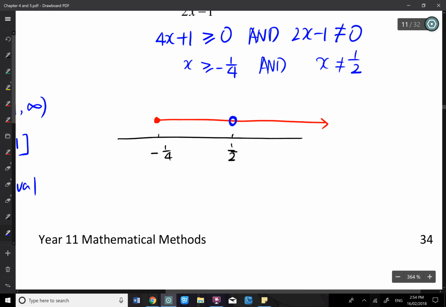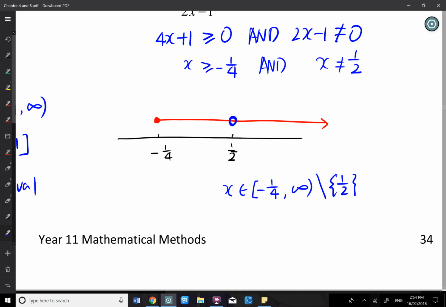So there are two ways to write the values again. My preferred way is from negative a quarter to infinity, excluding, with a curly bracket, a half. It must be a set difference. A half is not a set, so I need to put in curly brackets to make it a set. Exclude one value. This is an interval from negative a quarter to infinity, all the values fine except a half.